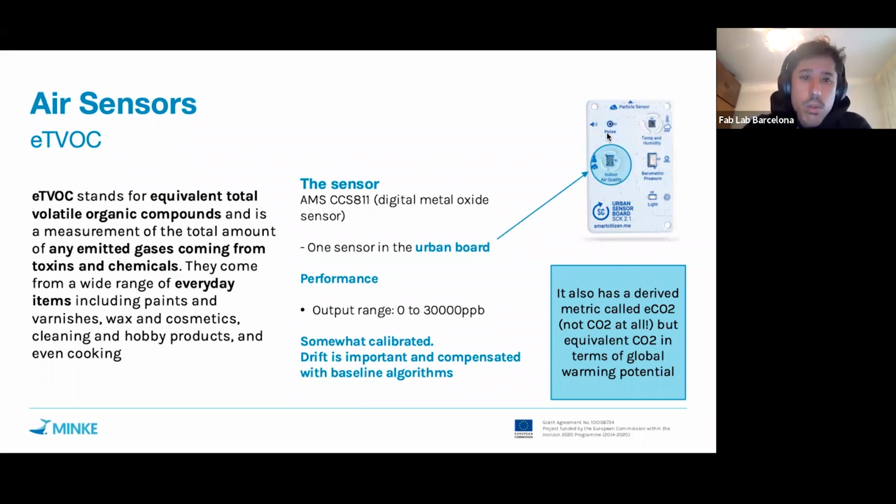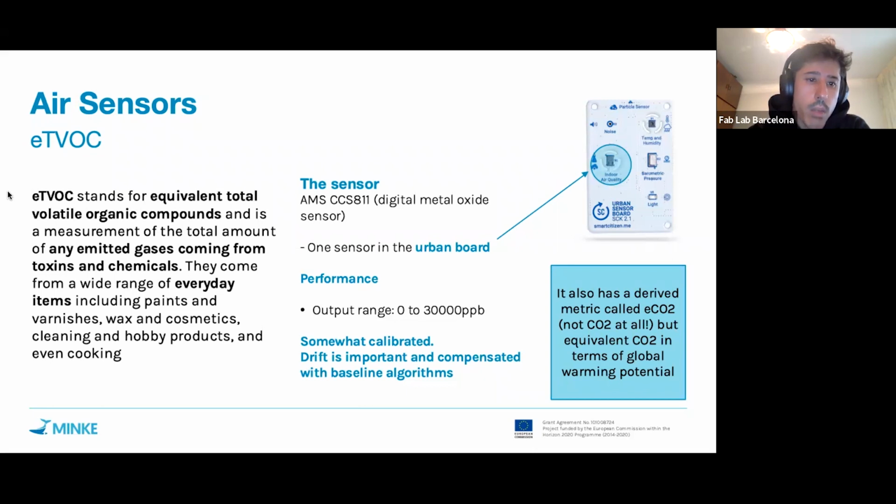Okay, moving on to another sensor. We also have in the urban board what we call an indoor air quality sensor that measures what we call equivalent total volatile organic compounds. So volatile organic compounds is any compound that comes from organic sources that has some sort of volatility and can be diluted in air.